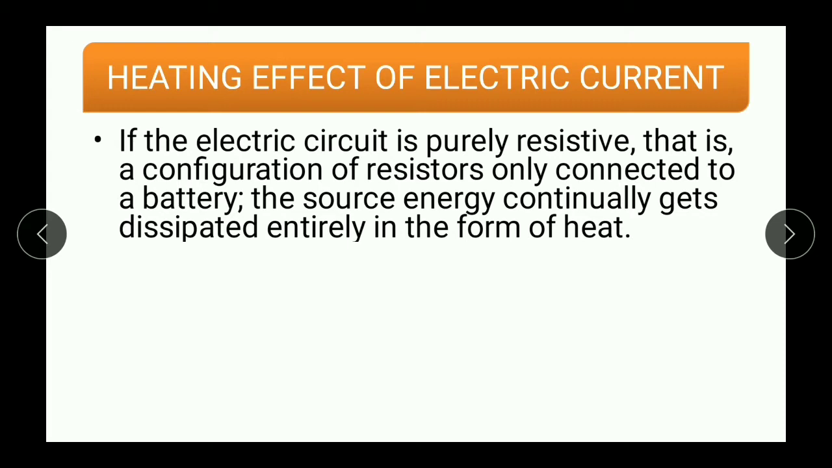Students, if the electric circuit is purely resistive, that is, a configuration of resistors only connected to a battery, the source energy continually gets dissipated entirely in the form of heat. So this energy supplied by the source gets converted to heat. How? Let us see.